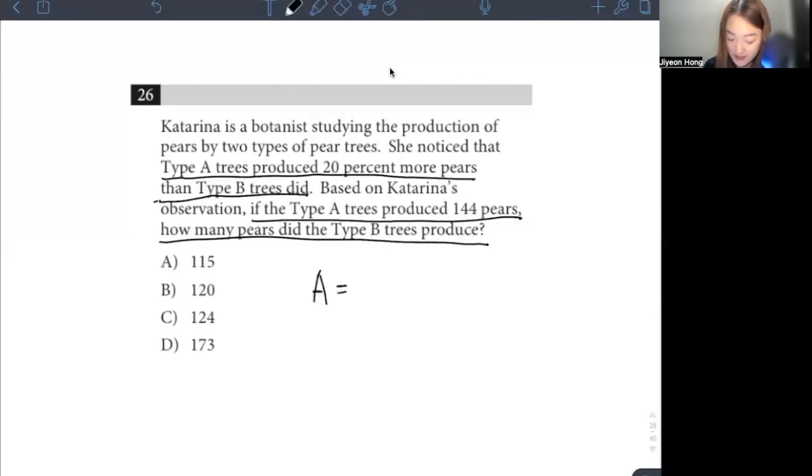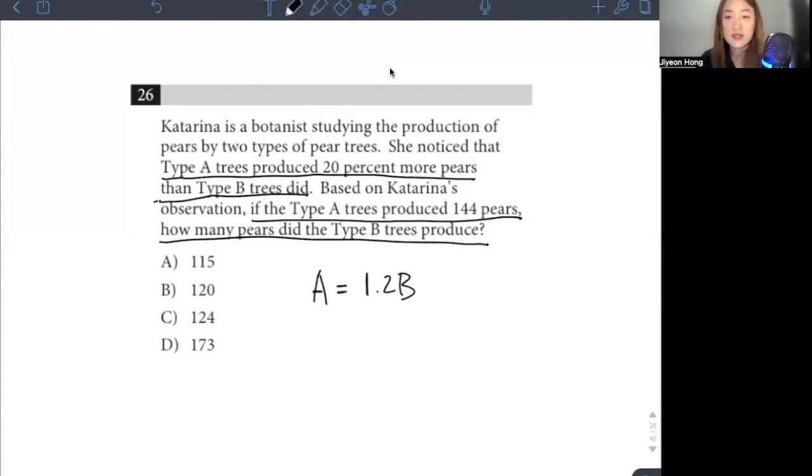20% more pears than type B trees did. So 1.2b. Okay, so this is a concept that confuses many people, so be wary. When I read it, type A trees produce 20% more pears than type B trees did. It's pretty simple, right? Type A is more. So a lot of people are like, shouldn't I put the 1.2 on type A since it's more?